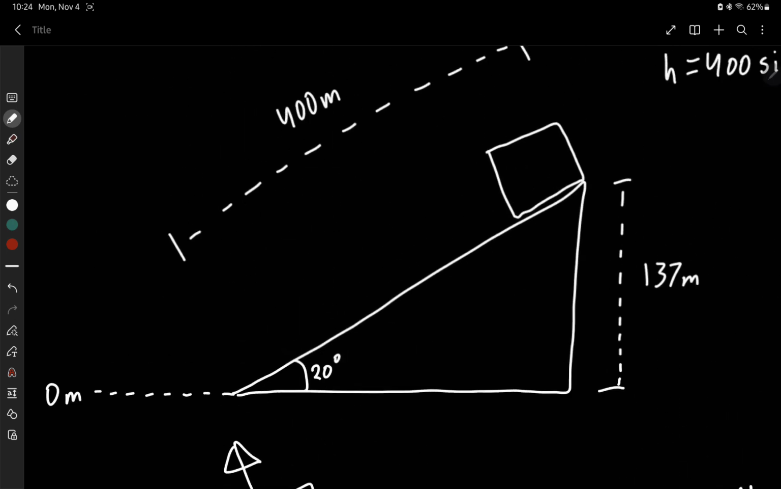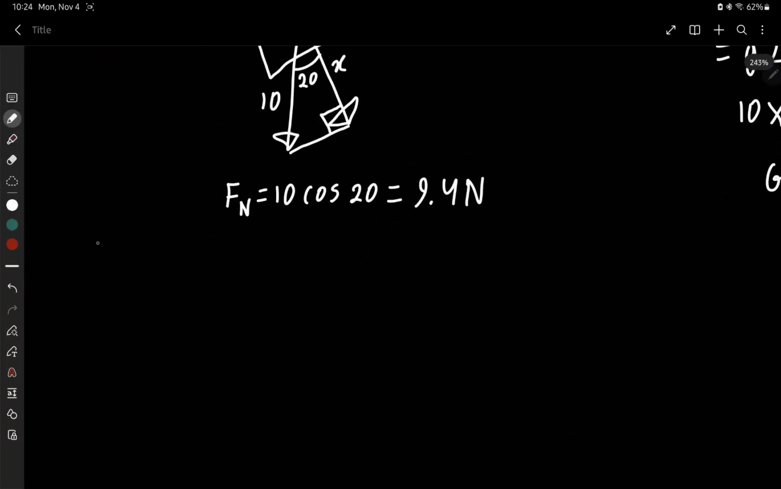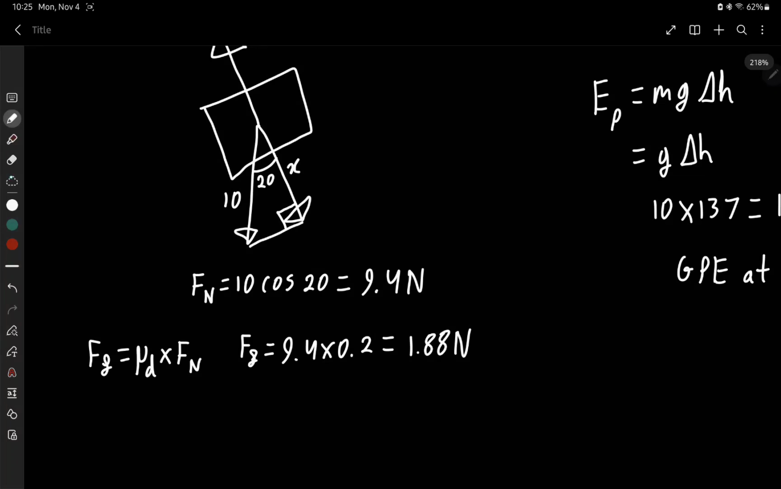If we know the coefficient of friction is 0.2, we can easily use the frictional force equation, which is just the coefficient of friction times the normal force. So it's just 9.4 times 0.2, and that's equal to 1.88 newtons. So the frictional force is that.